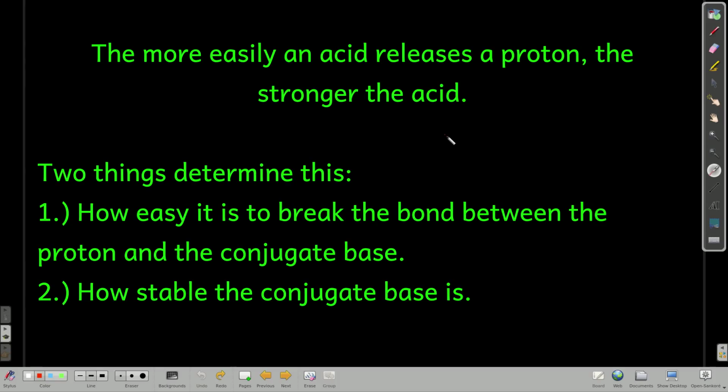Well, the more readily a molecule releases its proton, its acidic proton, the stronger an acid it is. And this is determined by two things. This is good to know. One, how easy it is to break that bond between the proton and the rest of the molecule, which will be the conjugate base. And then, once we've made it, how stable the conjugate base is. The more stable the conjugate base is, the easier it is to make, and that means the easier it is to pull that proton off or to release that proton.